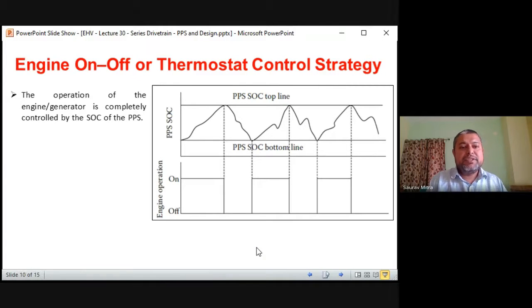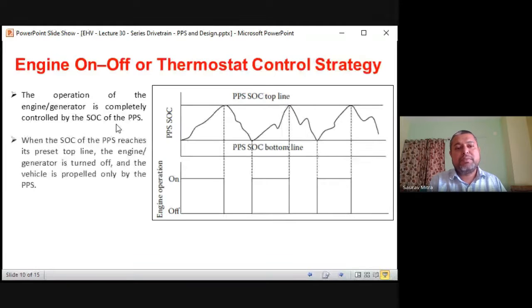The operation of the engine generator is completely controlled by the SOC of the PPS. That means if the PPS SOC is high, at that time the engine is switched off. If the PPS SOC is at 70%, then the engine is again on. That's why the operation of the engine generator is completely controlled by the SOC of the PPS. When the SOC of the PPS reaches its preset top line of 100%, the engine generator is turned off and the vehicle is propelled by the PPS only.